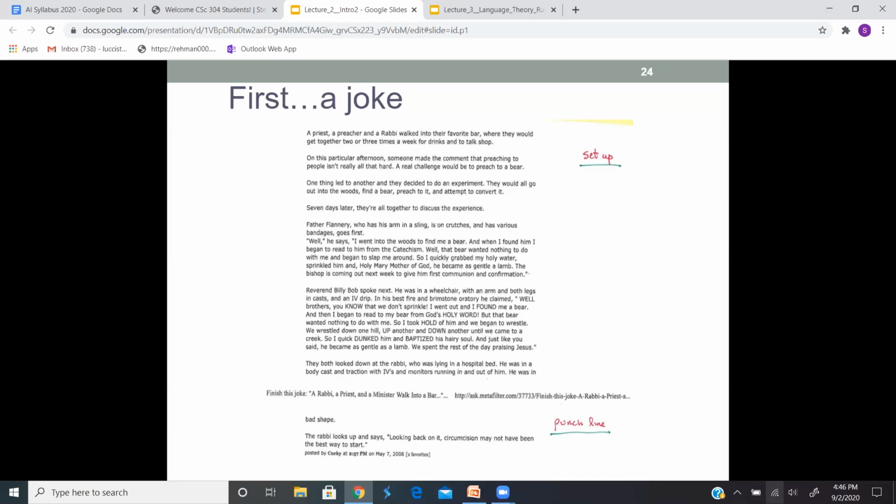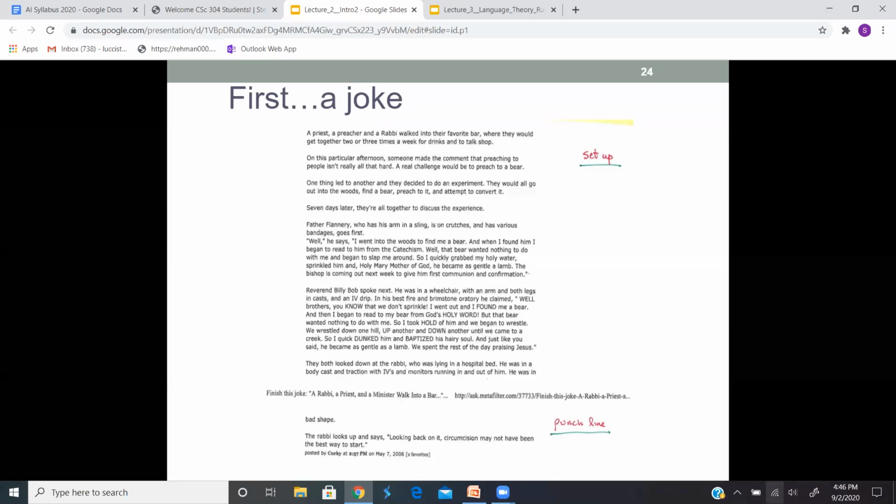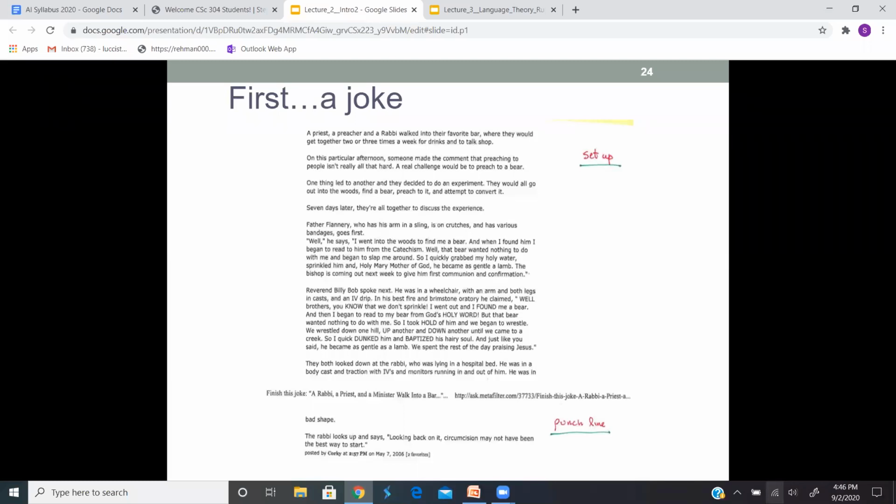And I sprinkled some holy water on him, on the bear. And Holy Mary, Mother of God, that's an expression priests like to give. They don't curse. He became gentle as a lamb. The bishop is coming out next week to give him First Communion and confirmation. That sort of steps in being a good Catholic.